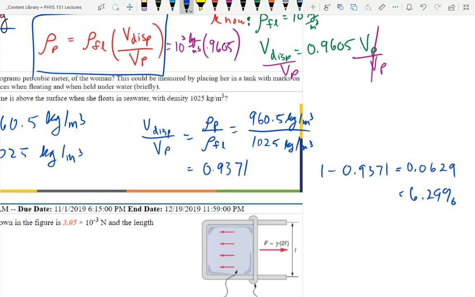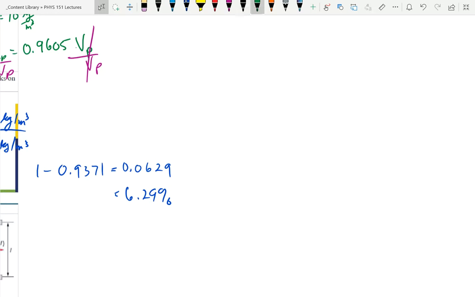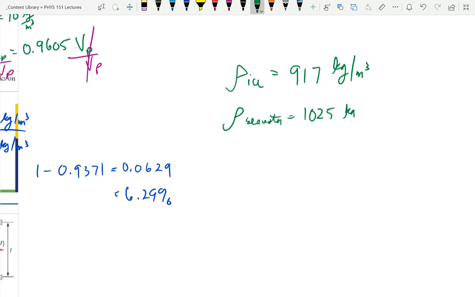Now I want you guys, as tables, you can turn around and join them if you want, to calculate what percentage of an iceberg is above the water level. An iceberg is made out of pure water. And pure water, when it freezes, has a density of 917 kilograms per meter cubed. And we're still going with the seawater having 1025 kilograms per meter cubed. So what percentage of the iceberg is above water?